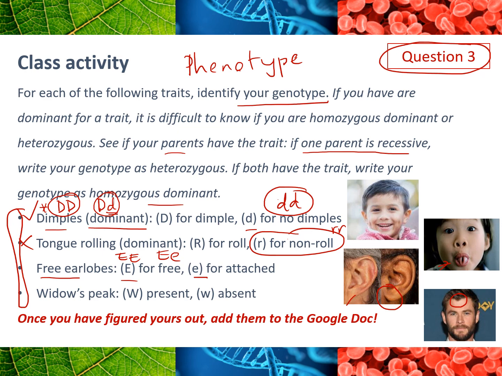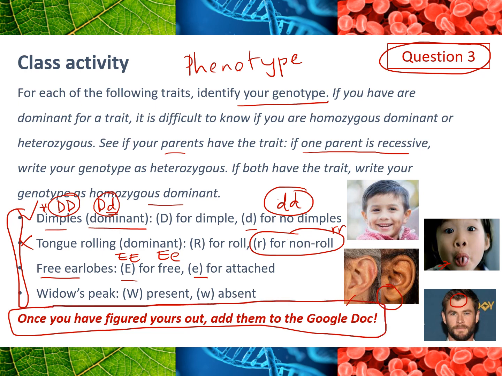And then once you've done that, and this is really, really important, this is where the class activity part comes into it. Once you've figured out yours, I want you to go into the Google Doc that I have shared in the Google Classroom post. Go into the Google Doc, and in there, I want you to add an X for each of your traits.